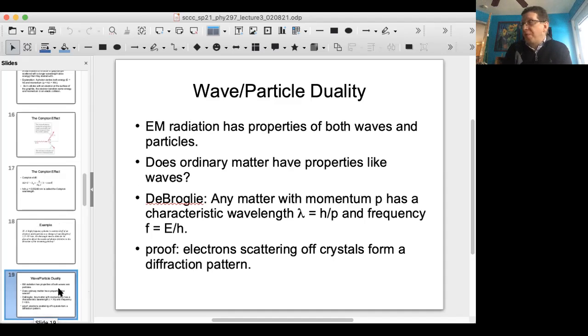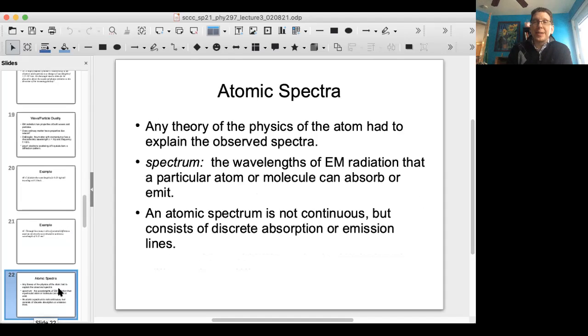But if it's possible for objects that don't have mass to behave like particles, is it also possible for objects that do have mass to behave like waves? And the answer turns out to be yes. And de Broglie made that discovery with electrons, that any matter with momentum p has a characteristic wavelength lambda equal to h over p, just like a photon does. And a frequency f equal to E divided by h. And so you can create interference patterns with electrons, for example. So you can observe wave-like properties in electrons.